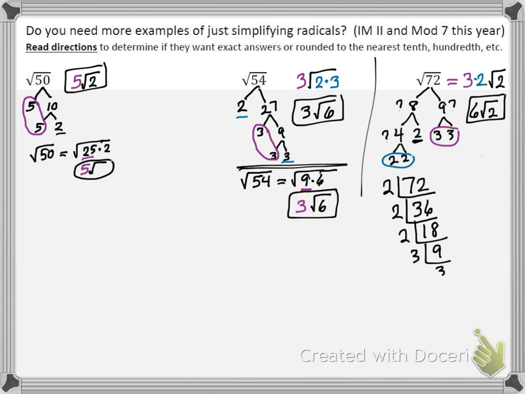3. 3 times. If you look at this carefully, you can see we've got that pair of 2's, got that pair of 3's, the same thing as we got up above from the branches, the ends of those branches. And then I got this other 2 that's going to have to stay inside. 2 times 3, left over 2, 6 root 2, same answer.